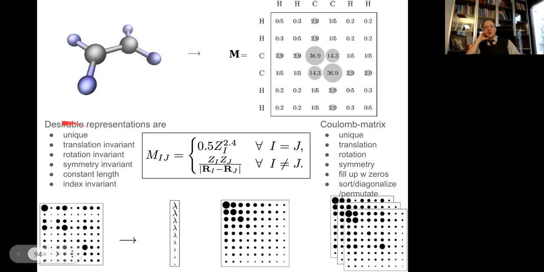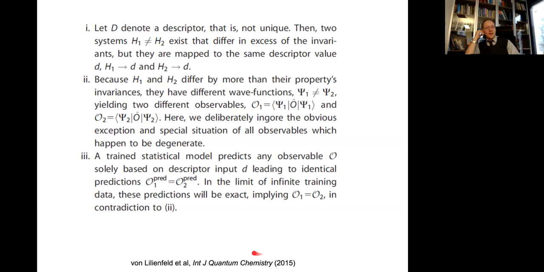Now, let me go a little bit more into detail. Why is it that we really require uniqueness? In this paper, we gave a sort of proof which follows the reductio ad absurdum. It's given in writing, but let me read it for you. Suppose D is a descriptor that is not unique, right? So that's the ad absurdum; we assume the opposite. Then there would be two different systems with the Hamiltonians H1 and H2 not being equal, that differ, but they map to the same descriptor. So H1 would map to D and H2 would also map to D.